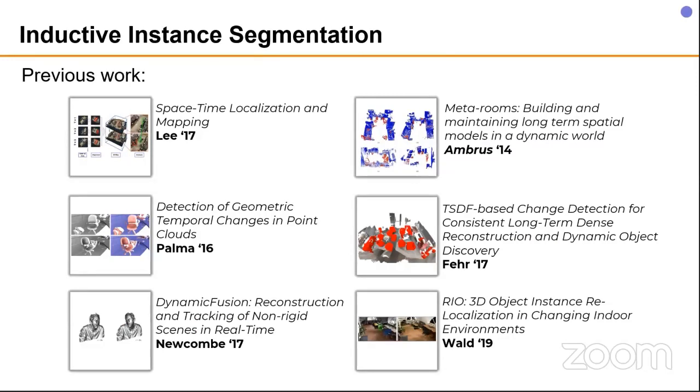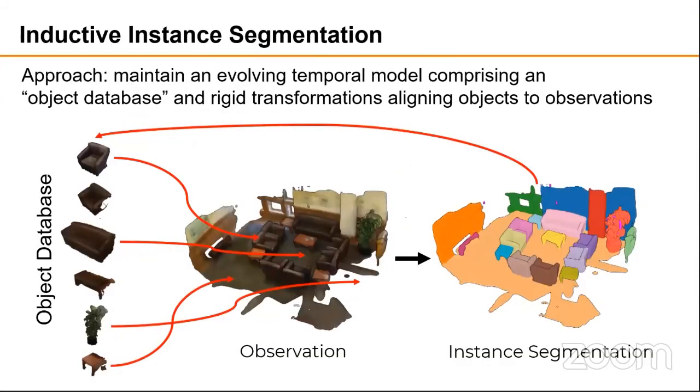However, no previous work has considered semantic instance segmentation for repeated RGBD scans until ICCV last year, when we and Wald et al. presented work on the problem. Our approach is to maintain an evolving temporal model comprising an object database with point clouds extracted from previous observations and rigid transformations aligning the objects to observations.